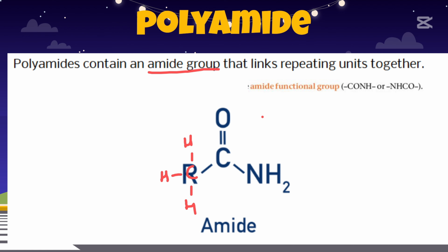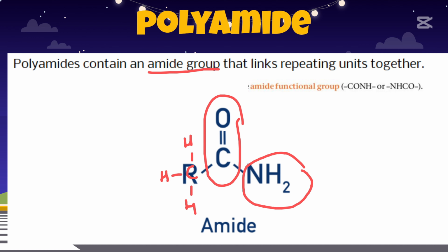The C double bond O is going to be coming from our carboxylic acid. Remember, your carboxylic acid is C double bond O and OH, and the NH2 is going to be coming from an amine functional group. Now note that the amide functional group is CONH or NHCO, depending on how it was formed. That's the amide functional group.